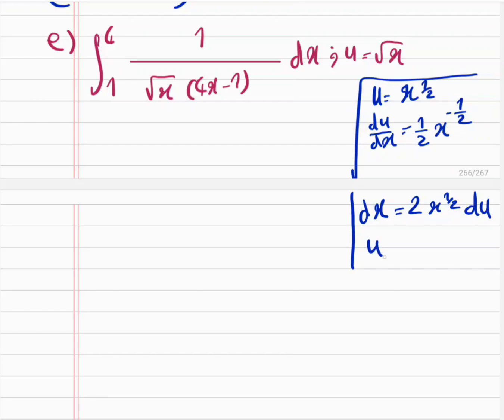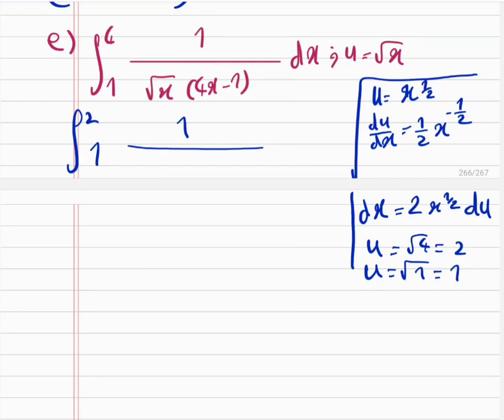Okay, now we substitute each of the values of x to see what the corresponding u value is. So when x is equal to 4, u is equal to 2, and when x is equal to 1, then u is also 1. So now the new limits are 2 and 1.